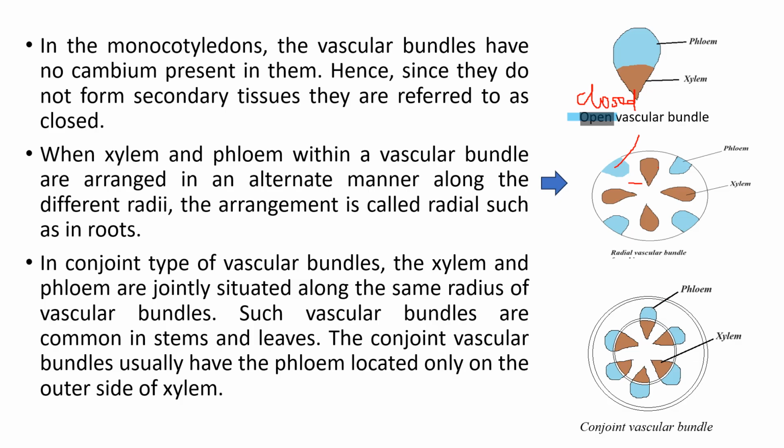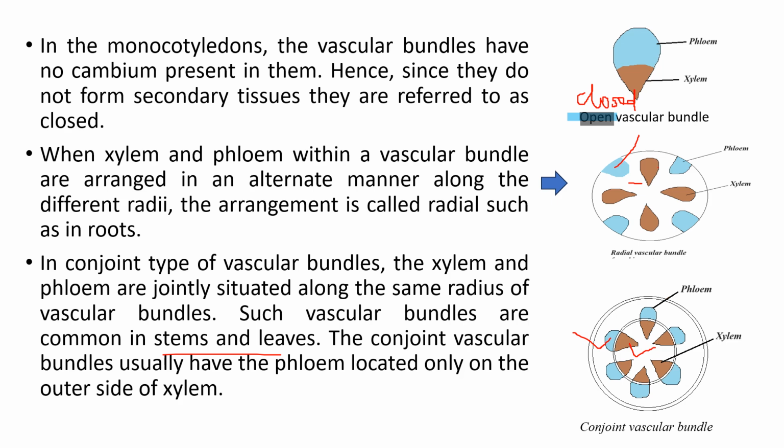Then in conjoint type, the xylem and phloem are present jointly like this. Here it is the xylem, here it is the phloem, here is the xylem, here it is the phloem. So it is present jointly. Such vascular bundle is common in stem and leaves. The conjoint vascular bundles usually have phloem located only on the outer side of xylem. Xylem is present inwardly and phloem is present outside of the xylem.